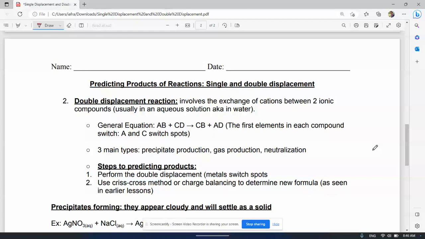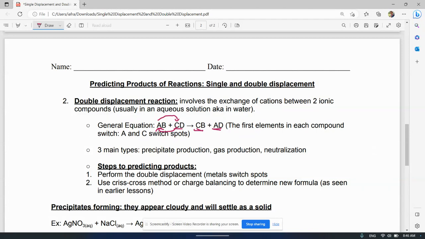In this video, we're going to take a look at double displacement reactions and learn how to predict products for double displacement reactions. So the general equation for a double displacement reaction is, as you can see it here, AB plus CD produces CB plus AD. So what you can see is that the A and C switch spots. And in the end, C is with B and A is with D.